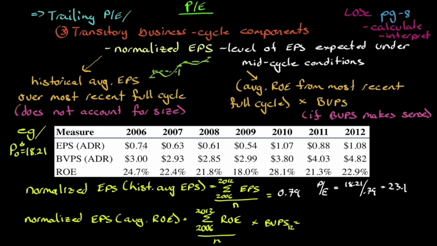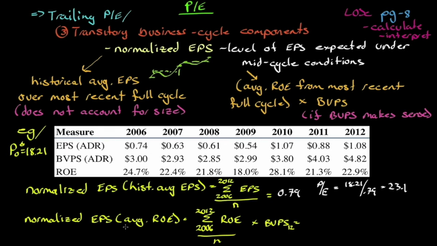But look at EPS: 74, 63, 61, 54, 107, 88, 108. So if you look at 74 to 108, this is a company with much greater earnings power in 2012 than in 2006. But what we've done is we've sort of just taken the average in this cycle. We would expect the next cycle to take off from 108 and go higher. This might not represent a very good value.